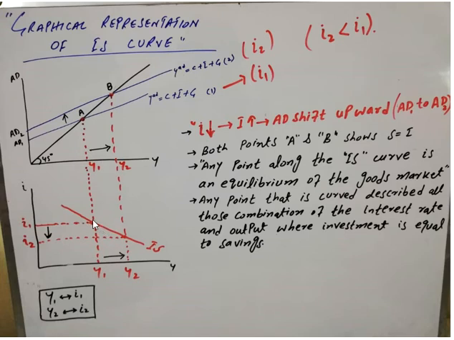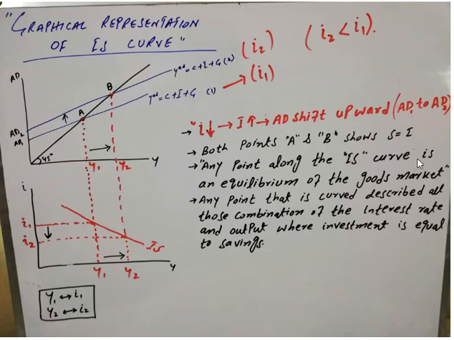When we join these 2 points, they give us the IS curve. So y1 is the income when the interest rate is I1, and y2 is the income when the interest rate is I2. Let's talk about point A and point B. Both points A and B show saving equals investment. At both these 2 points, saving is equal to investment.